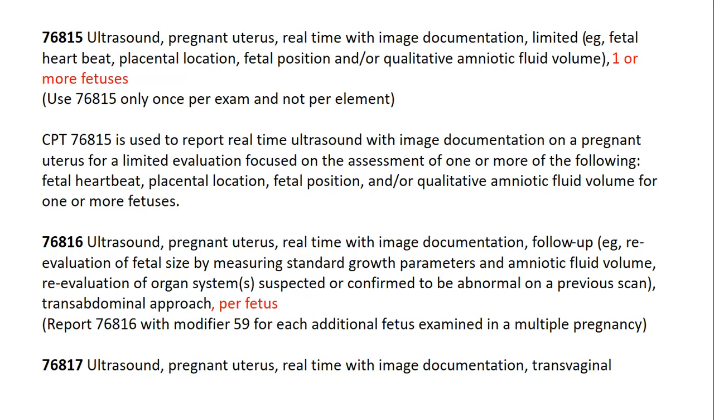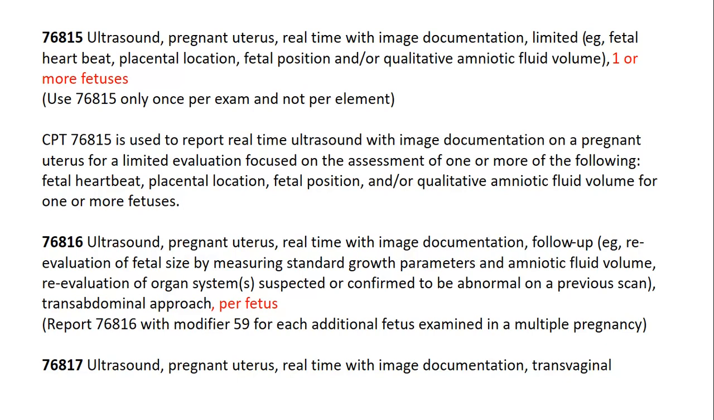Coming to the follow-up ultrasound pregnant uterus code, 76816. Here the evaluation of fetal size is done by measuring standard growth parameters and amniotic fluid, and evaluating an organ system suspected or confirmed to be abnormal on the previous scan, through the transabdominal approach, for a fetus. So only for a follow-up exam of the pregnant uterus can you use 76816, per fetus. If there are multiple fetuses, you have to use code 76816 multiple times and give the 59 modifier for each additional fetus.